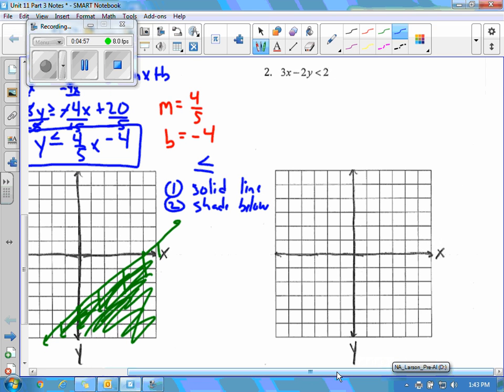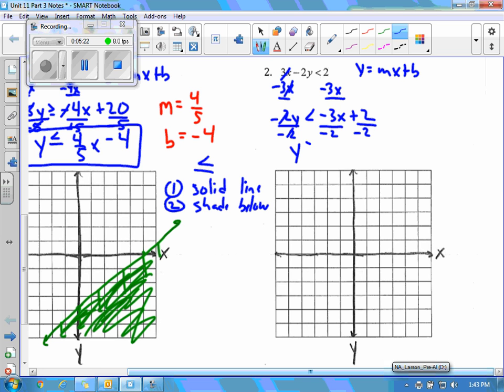So first thing is to get it into y equals mx plus b form. So I need y by itself, so I'm going to subtract 3x from both sides. So those will cancel out. Negative 2y is less than negative 3x plus 2. Then to get y by itself, I need to divide both sides by negative 2. So those cancel, I'll have y. Since I'm dividing by a negative, I flip this inequality. 2 negatives make a positive, so this is 3 over 2x, and then 2 divided by negative 2 is minus 1.